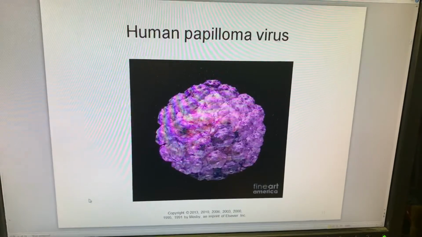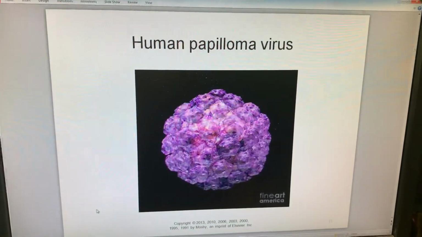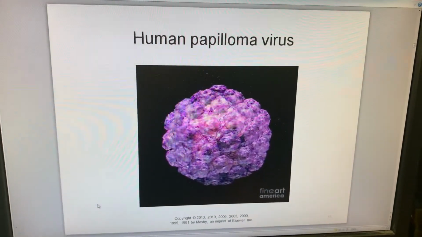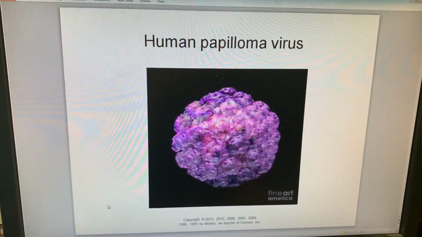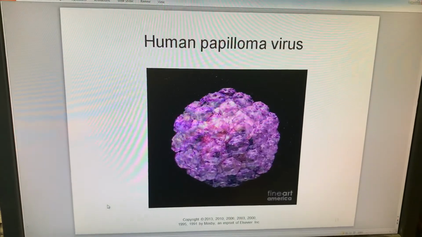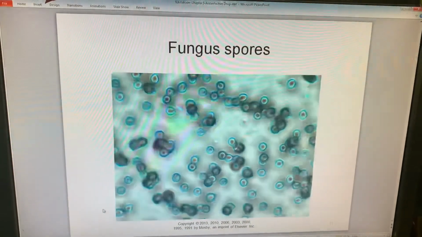Human papilloma virus looks awfully pretty, but can do some devastating work, from asymptomatic infection to cancers of the genitals, mouth and throat, GI tract, just really, really nasty.